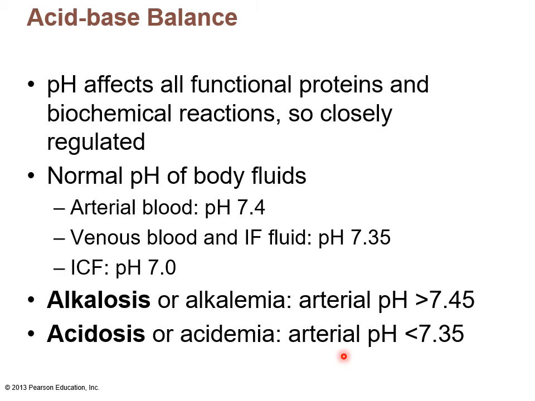If it rises above 7.45, we call that alkalosis or alkalemia, a basic nature to the blood, an increase in base content. So that's 7.45 and above. Below 7.35 is considered acidosis. The blood's becoming more acidic, or called acidemia. So just remember, anything less than 7.35, acidosis. Above 7.45, alkalosis.